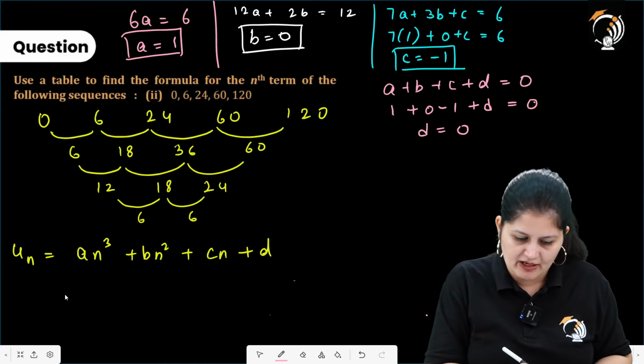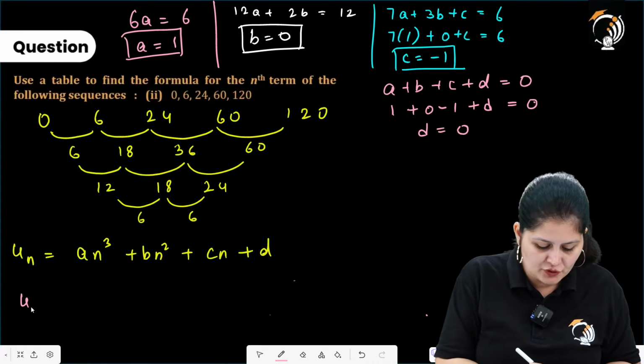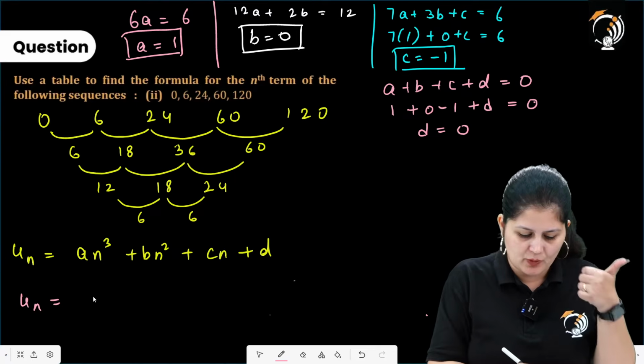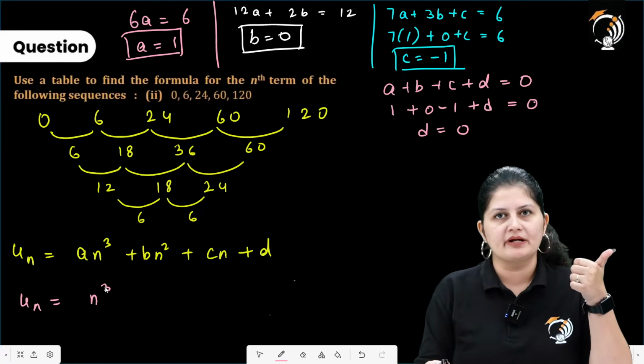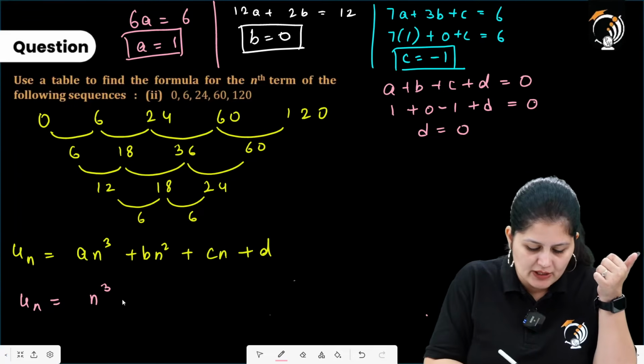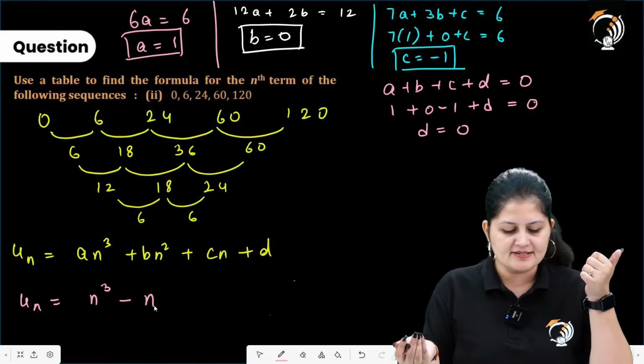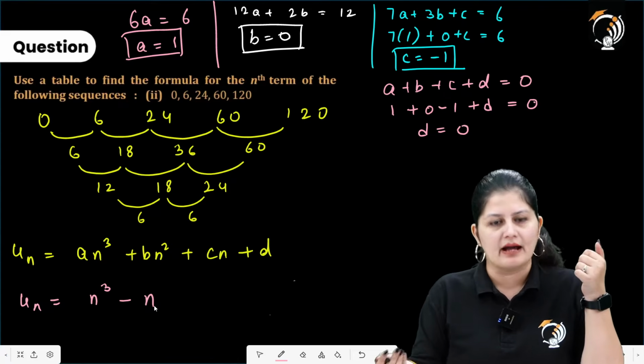So let's see what sequence we have got here. un would be equal to, a is 1, so it is going to be n cube. b is 0, so we eliminate that term. c is equal to minus 1, so that is going to be minus n. And d is again 0. So the pattern is n cube minus n.